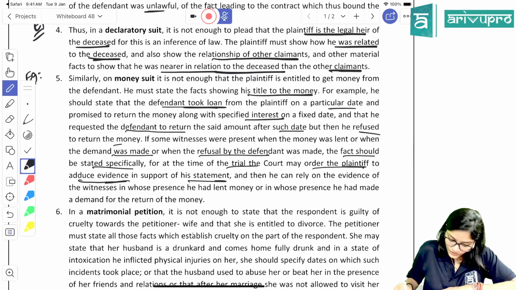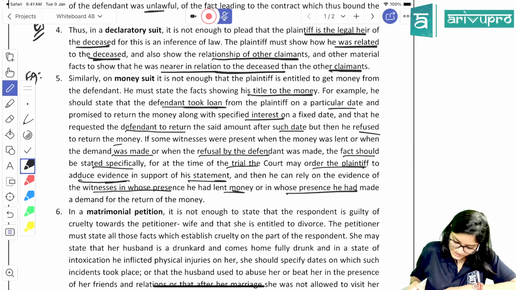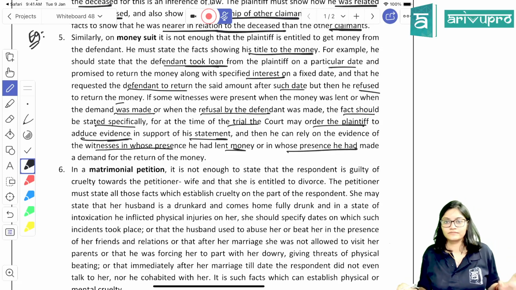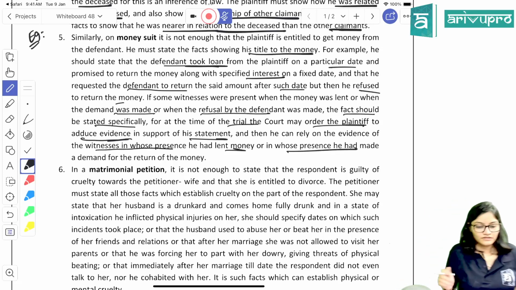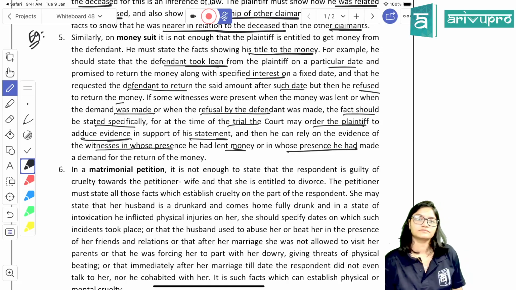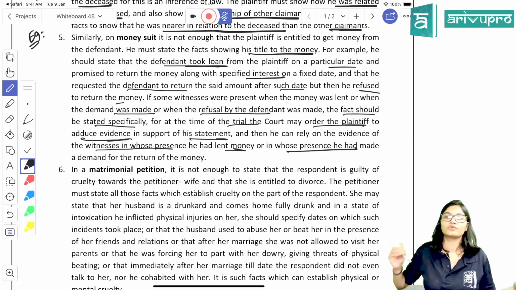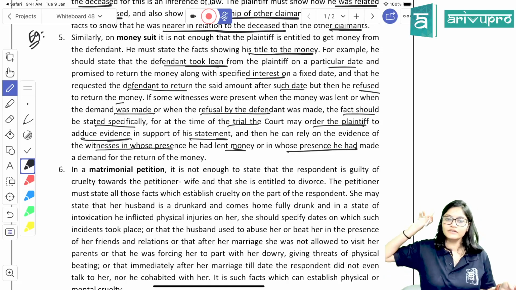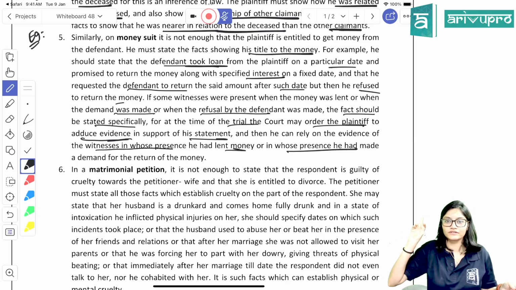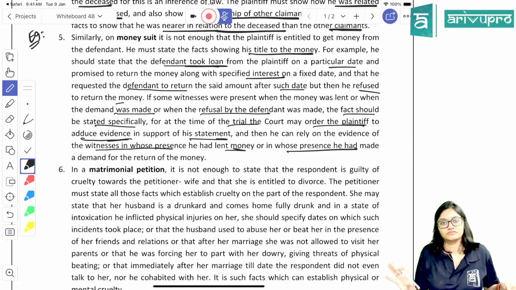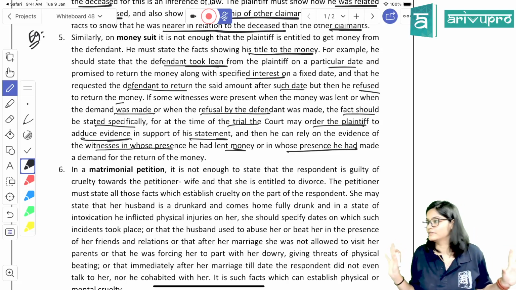And then he can rely on the evidence of the witness in whose presence he had lent money and in whose presence he made a demand for the return of the money. So those facts you have to mention. Then you don't have to mention that according to the Contract Act, the court will interfere, right? What was written in the contract, right? So just mention the facts, what happened.